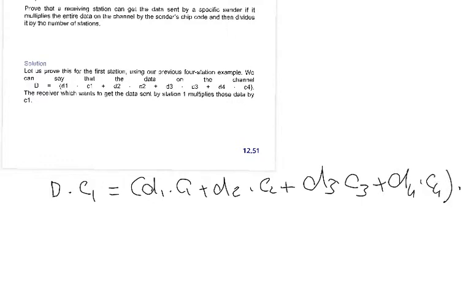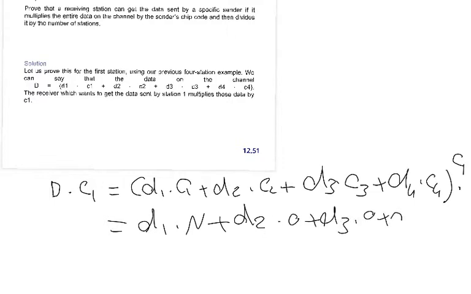multiplied by C1. So this will be D1 times N, because C1 times C1 is N, plus D2 times 0 plus D3 times 0 plus D4 times 0, which is D1 times N. Any question? Okay. So simply if we divide by N, we get D1.